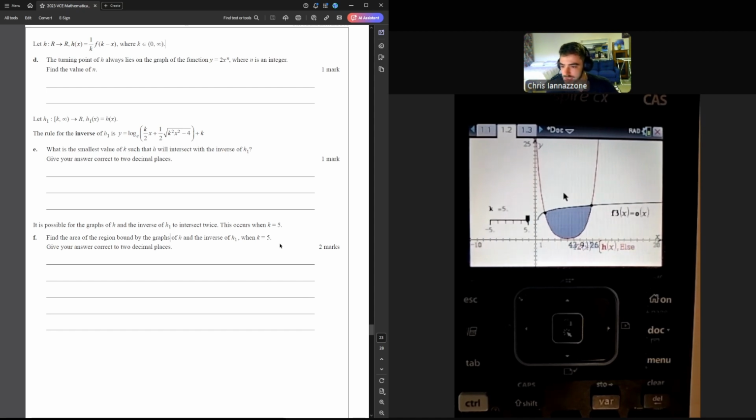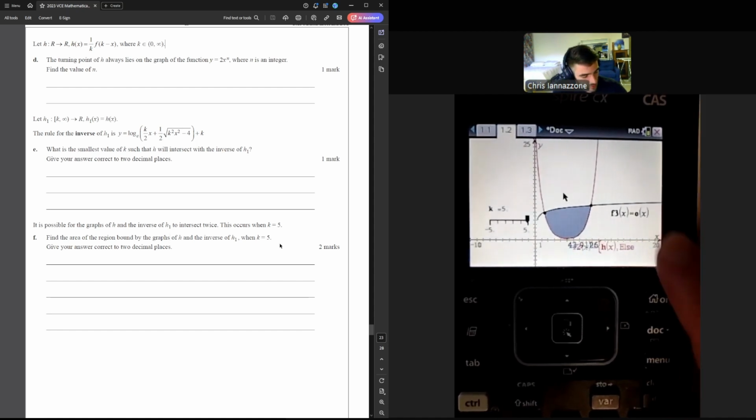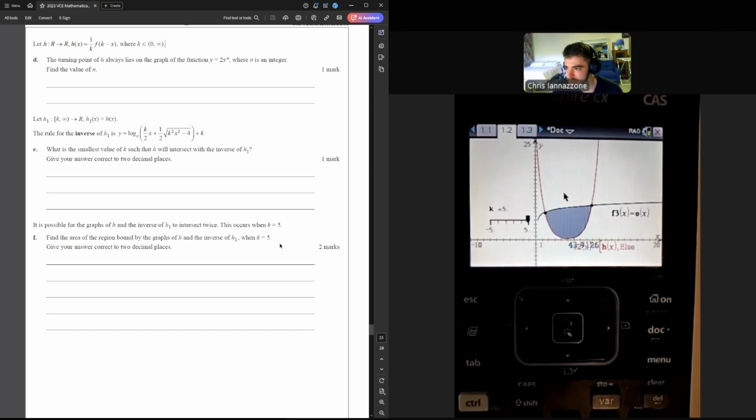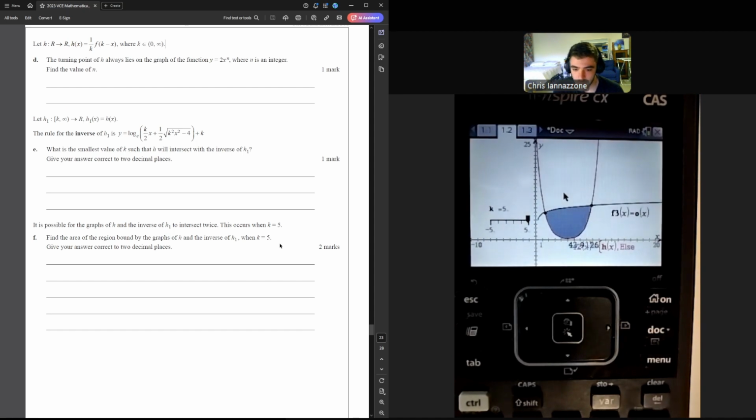But the reason why we can't just do that off rip is because this is a 2 marker, and so if all you put on the paper was 43.91, well, you might be in a bit of trouble. You get 1 mark at least, but not a mark for answer. And so one of the things you can instead do is set the integral. So this is just a classic case of top take bottom. You can see that our O of x is their inverse of h1, and you can see that h of x is bottom.